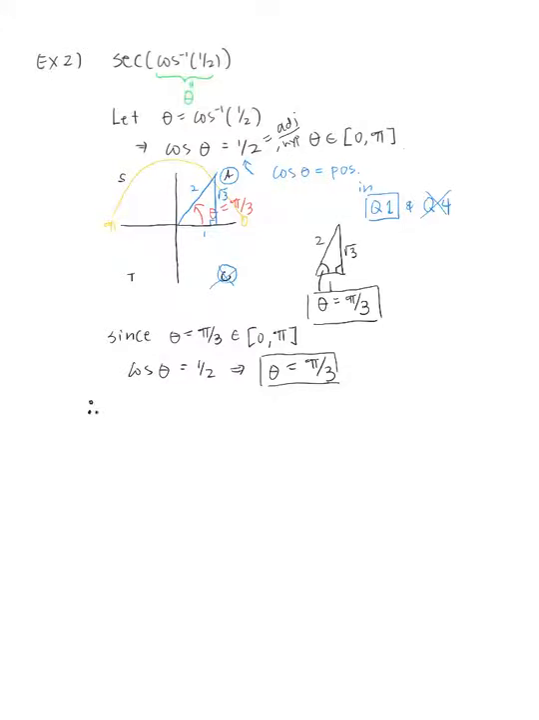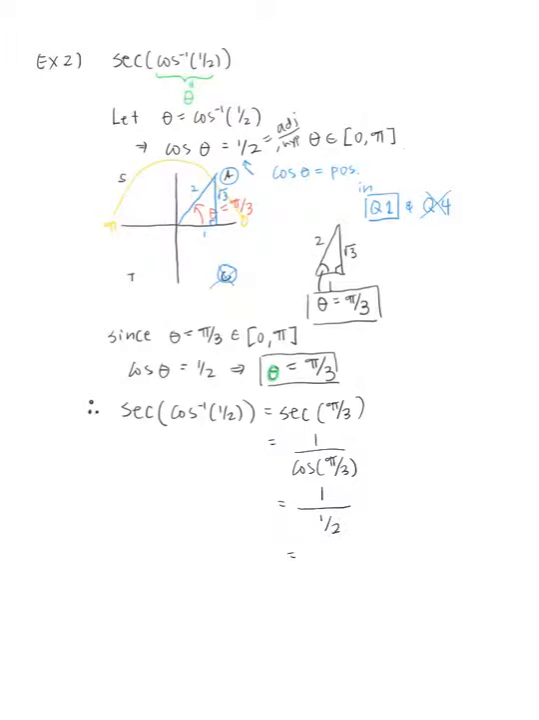Okay, so therefore, secant of cosine inverse of 1/2. Now, cosine inverse of 1/2 is our theta. So here, we're going to get secant of pi over 3. Now this is the same thing as 1 over the cosine of pi over 3. If you look at the triangle that we drew above, cosine is adjacent over hypotenuse. The adjacent side is 1, the hypotenuse is 2. So it looks like our answer is going to be 2.